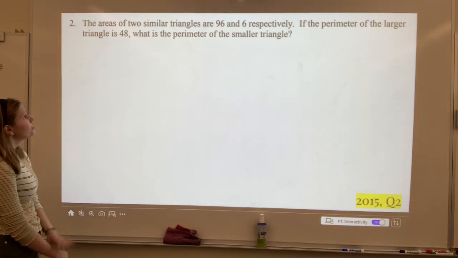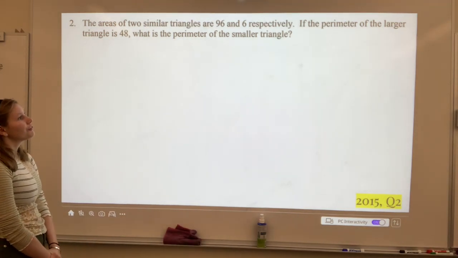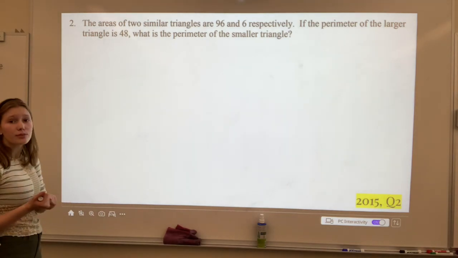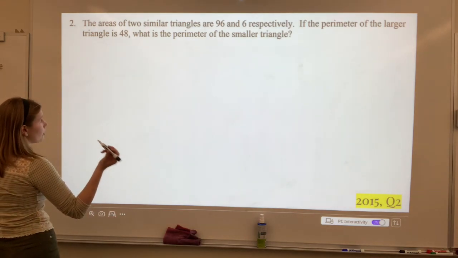All right, here's our second 4-pointer of the video. The areas of two similar triangles are 96 and 6, respectively. If the perimeter of the large triangle is 48, what is the perimeter of the smaller triangle? Okay, so I'm going to start by drawing our triangles.